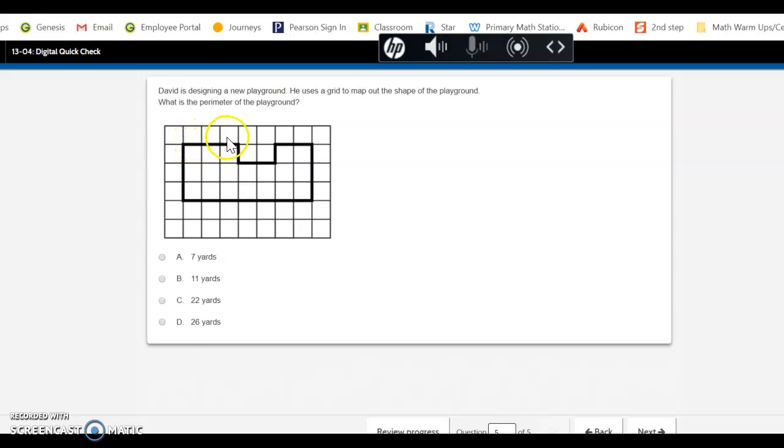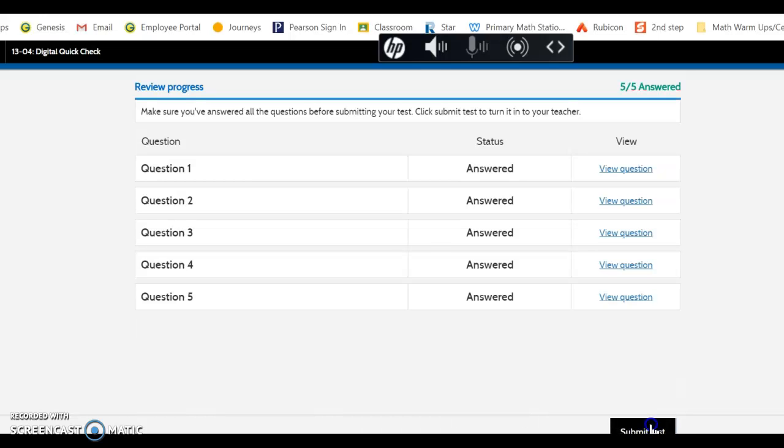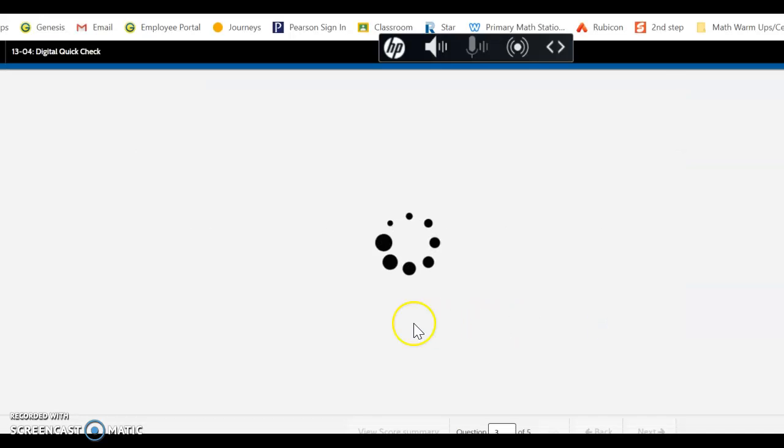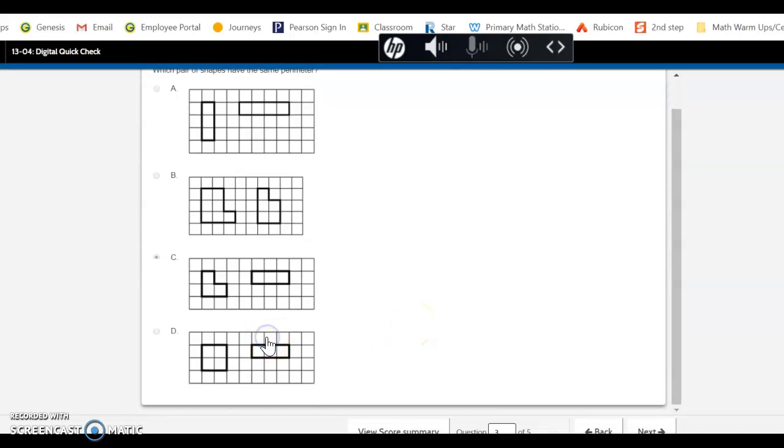1, 2, 3, up to 20, 21, 22. 22 yards. Now if I hit submit, look, it shows that number 3 is wrong because the computer thinks it should be D. So D and C were both right.